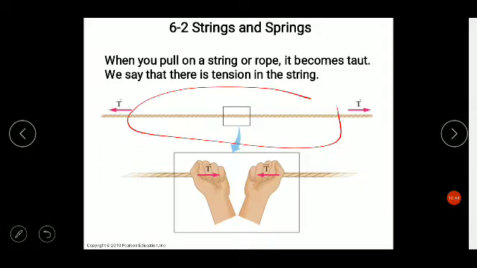Let's talk about something that is not tensional forces. Let's talk about the compressive forces.